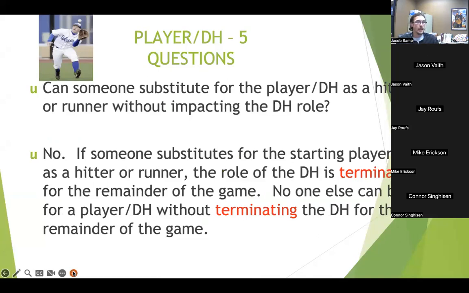Again, if the player DH is substituted for offensively, the player DH is terminated.